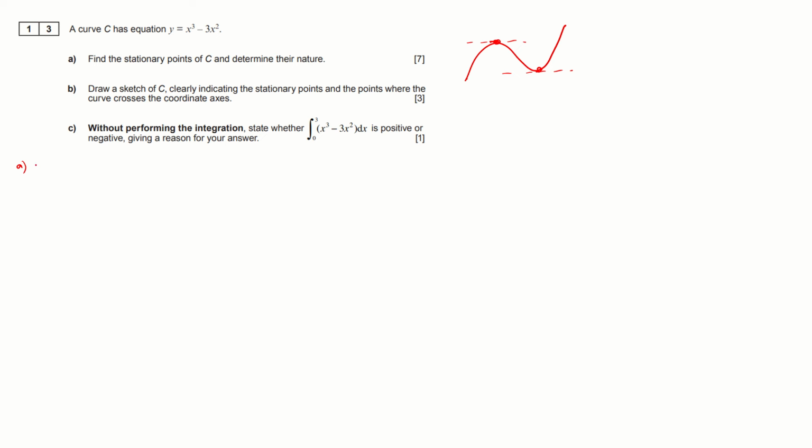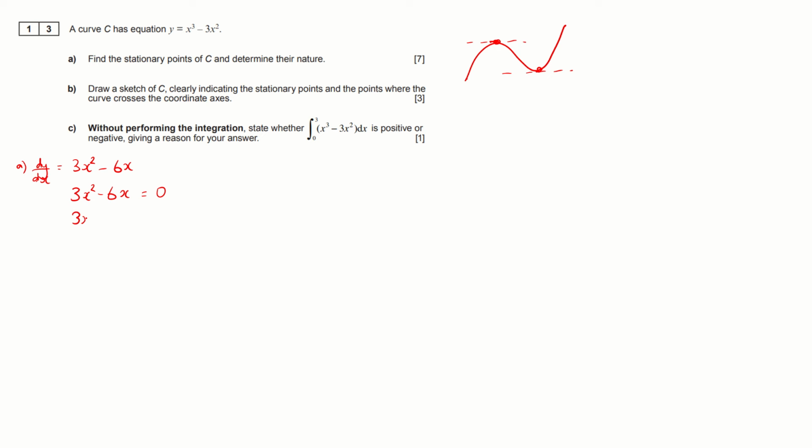So for part A, first thing you're going to do is dy by dx. You differentiate that equation to give you 3x squared minus 6x. That's an expression for the gradient at any point along this curve. So stationary points happen twice, and they happen when the gradient is 0. So let's take that expression for the gradient and put it equal to 0. If I factorize this, I will have 2 x coordinates, hopefully, because it's a quadratic.